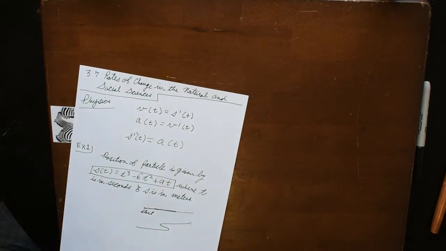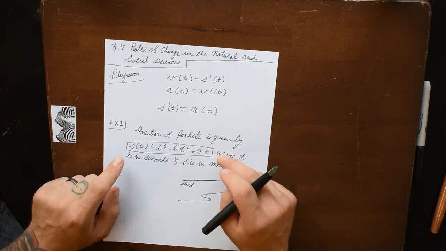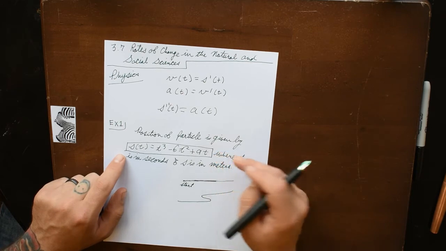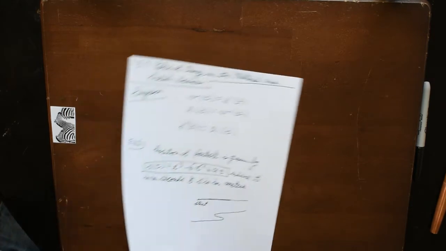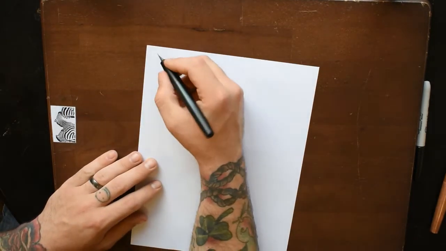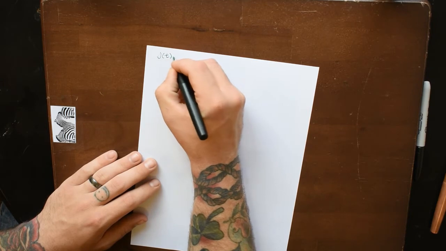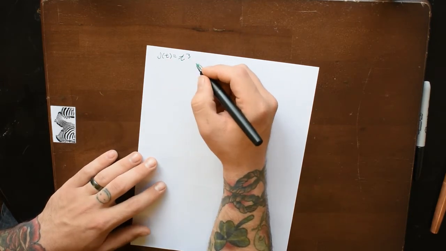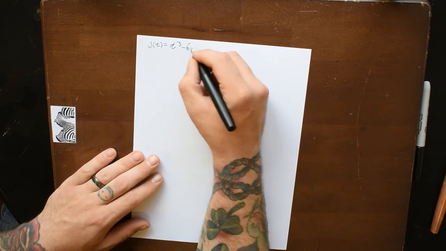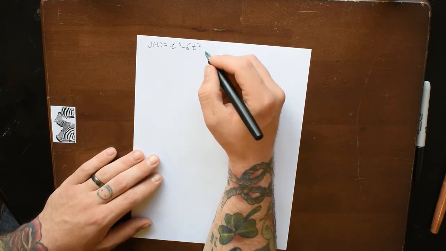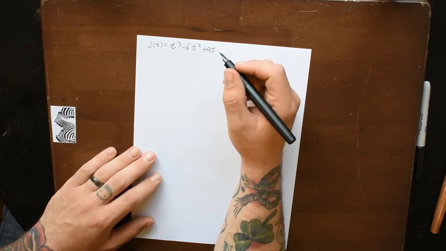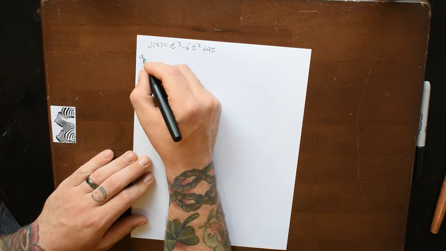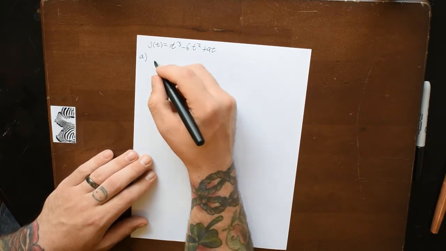And we want to analyze or get as much information about this particle as we can from this equation. So I'm going to rewrite this on the back. Our equation, S of t, is equal to t cubed minus 6t squared plus 9t. And we want to do about 9 things to this, so I'm going to write them out. The first thing we want to do is find the velocity at time t.